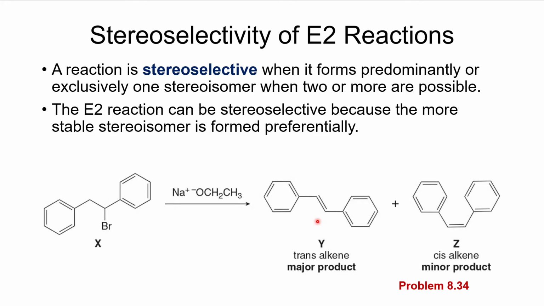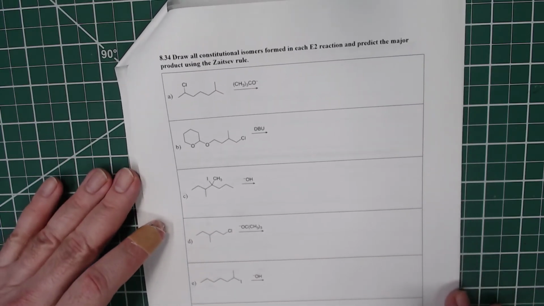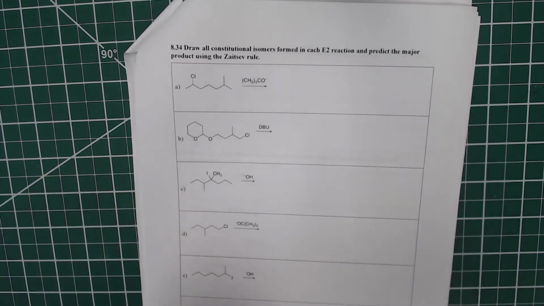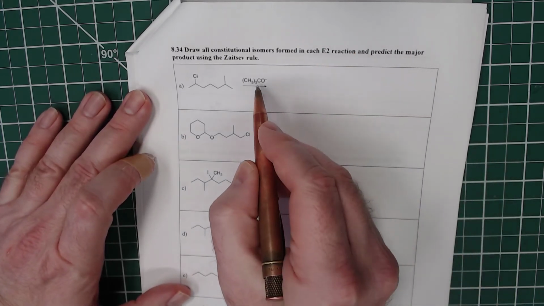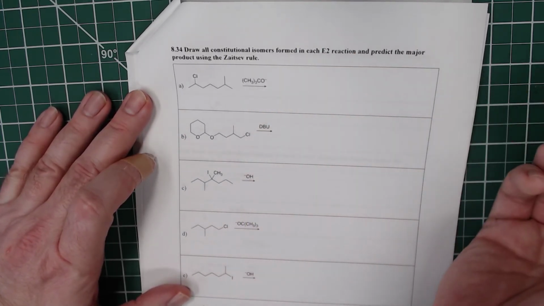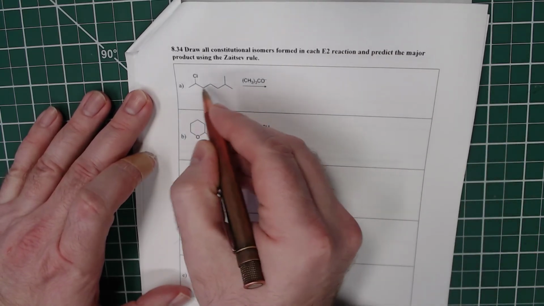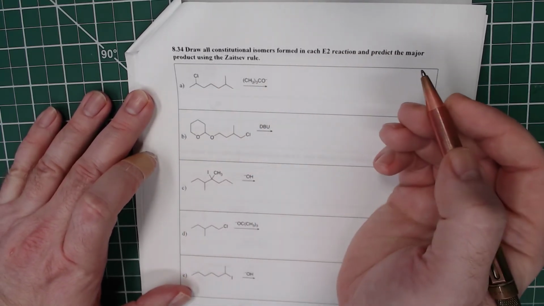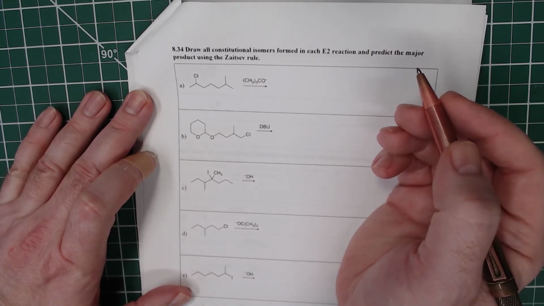in problem number 34. So let's switch over to our document camera here and look at our possibilities. All right, so here we've got our strong base. These are all going to be E2 reactions. We've got our strong base. Here's our alkyl halide. It's a secondary alkyl halide. And we want to look at the different possibilities.